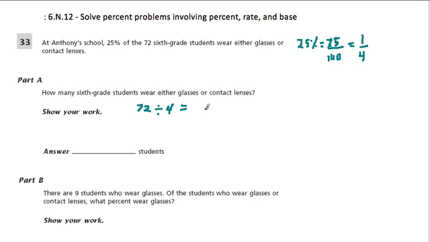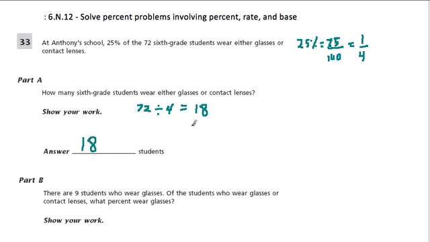Well, I know 4 times 20 is 80, but that's too big, and we're 8 below that. So in fact, 8 below 80 is 2 groups of 4. So instead of 4 times 20, it's just 18. So the answer is 18 students.